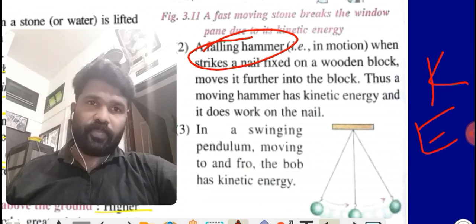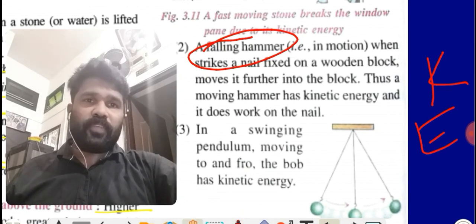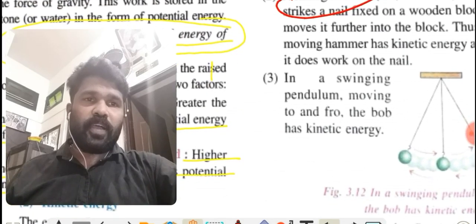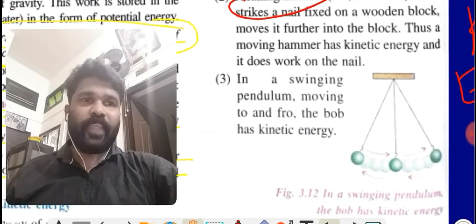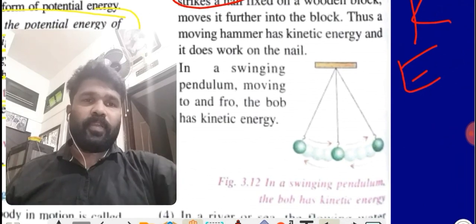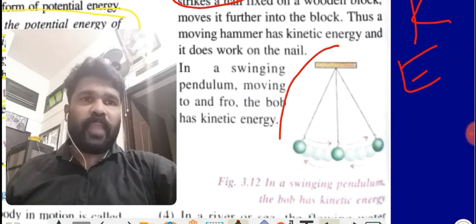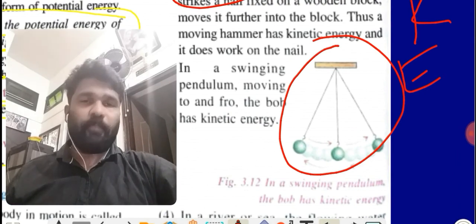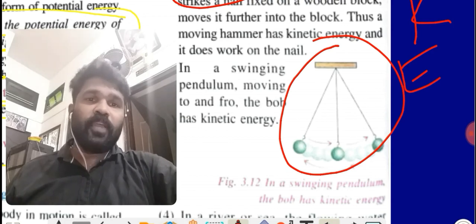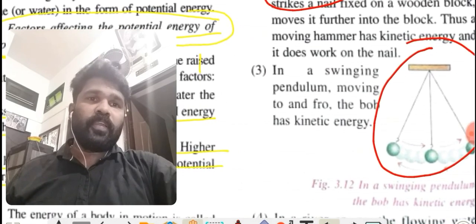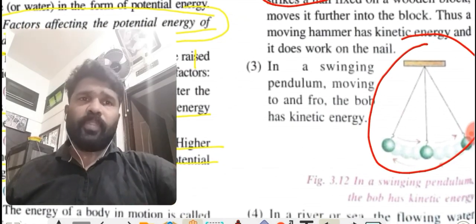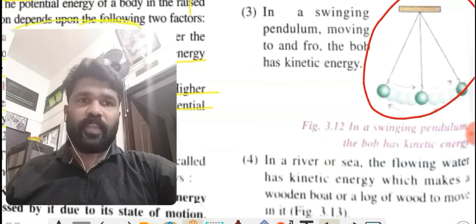Okay, students. Then another example, that is a swinging pendulum. This is a diagram of a swinging pendulum. Here also we can see the movement of the bob of the pendulum. In a swinging pendulum moving to and fro, the bob has kinetic energy.